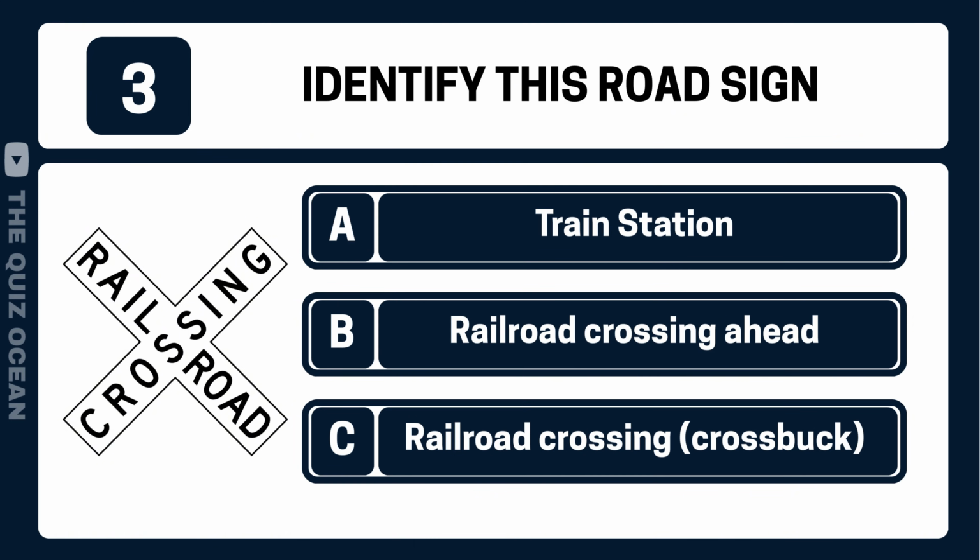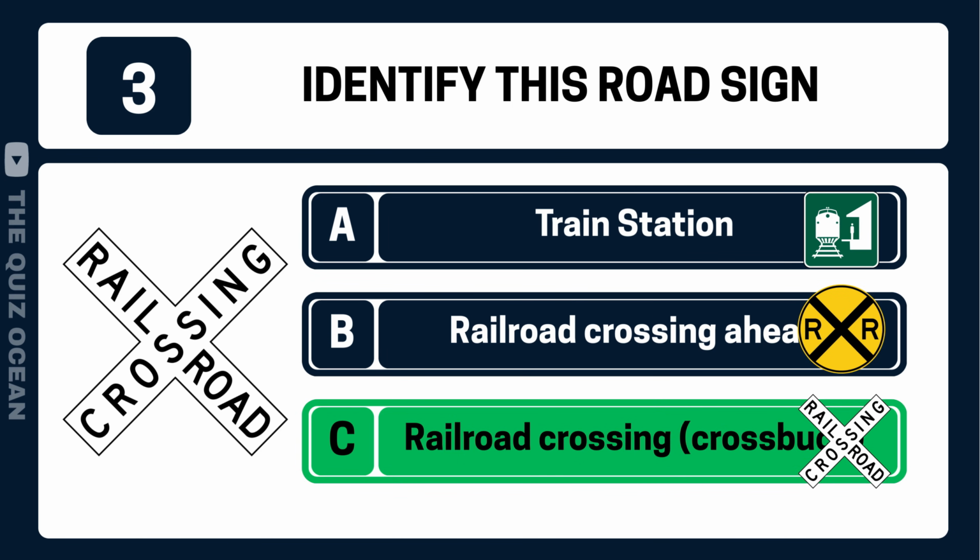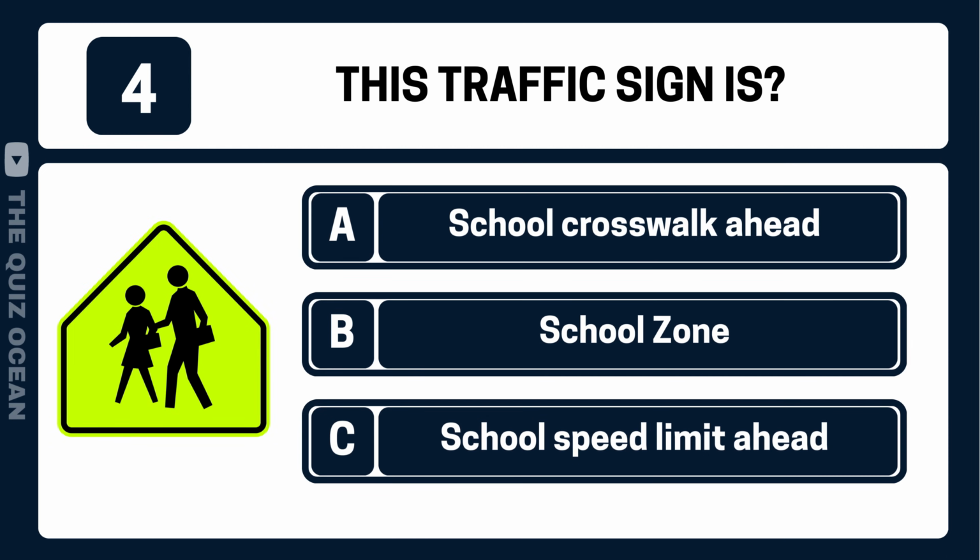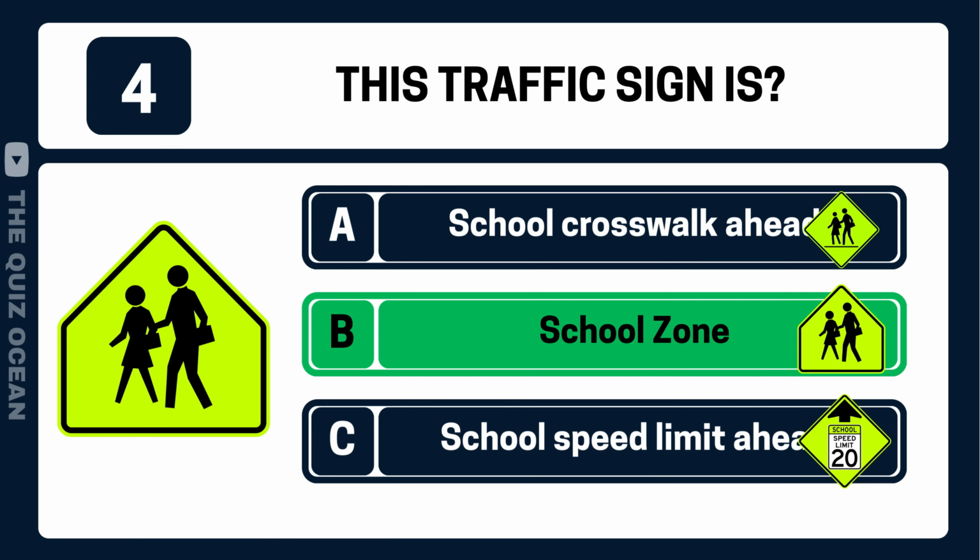Identify this road sign. Exactly. This is the railroad crossing crossbuck. This traffic sign is nicely recognized. This sign alerts drivers to a school zone in the area.